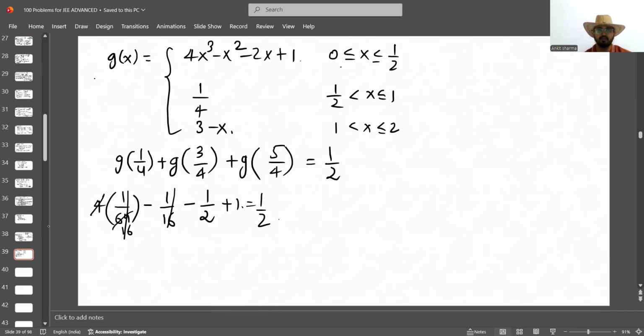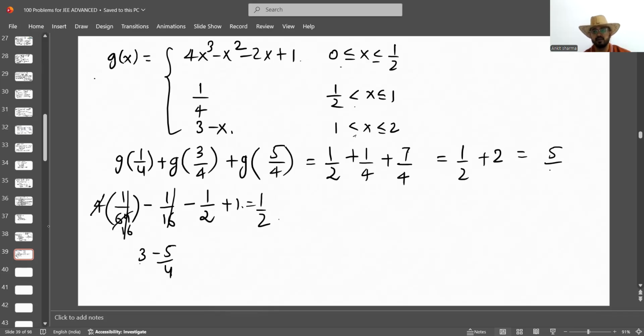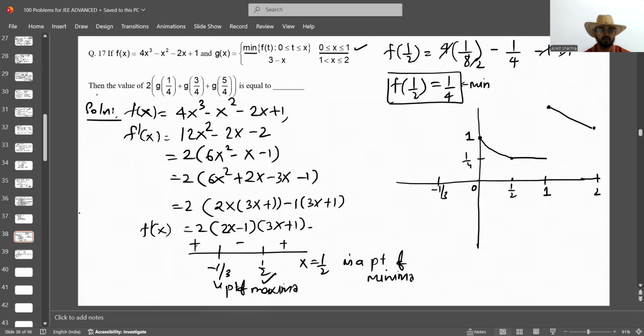And then g of 3 by 4 will be given by this equation, because this is 0.5 and 3 over 4 is 0.75. So g of 3 by 4 is going to be 1 by 4 itself. And g of 5 by 4 will be given by this equation, because 5 by 4 is more than 1. So 3 minus 5 over 4 gives me 12 minus 5, which is 7 over 4. If I add all of these, I'll have here half, plus 7 plus 1, 8 over 4, which gives me 2. So this gives me 5 over 2. But the question is asking us to find 2 times this, so the answer would be simply 5.